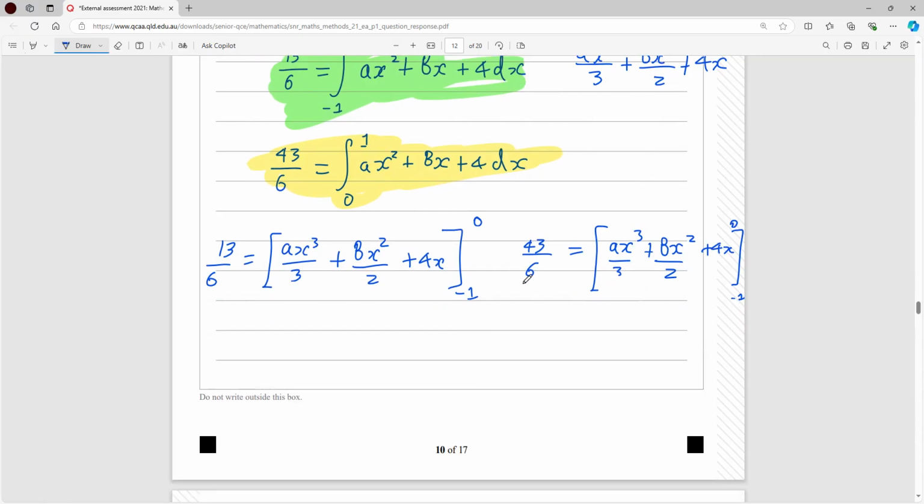So now we just chuck in the bounds. Now we've got to be smart about this. If I chuck in 0 into each of these terms, that's all going to disappear. So we're going to have a 0, then we're going to have a minus, and then this bound here. So we would have a (-1) cubed on 3 plus b (-1) squared on 2 plus 4(-1), okay? That's a whole thing there. So that's 13 on 6, okay?